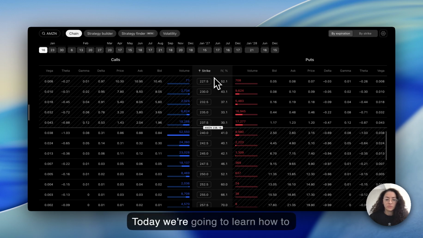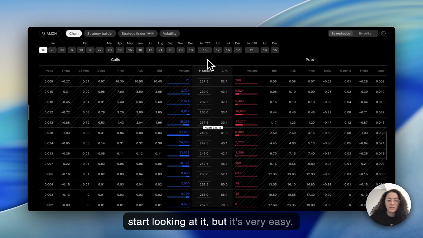Hello traders. Today we're going to learn how to use an option chain. It's really important that we understand how option chains work and what they are if we want to trade options. At the beginning, it might look a bit intimidating, but actually it's very simple. It's just a lot of numbers when you start looking at it, but it's very easy.